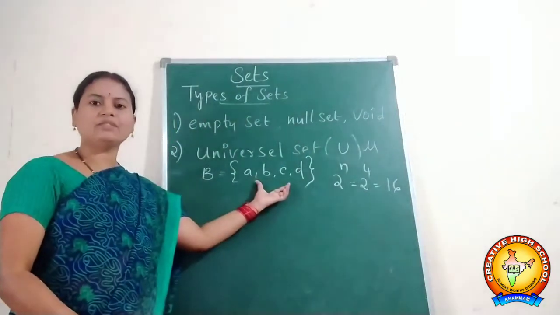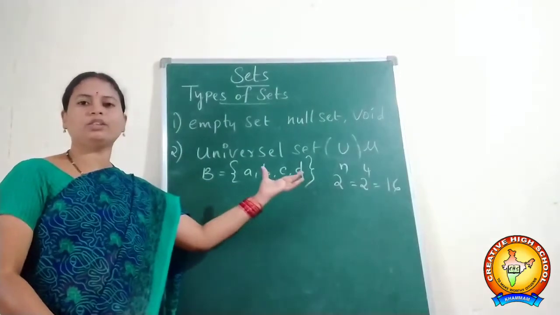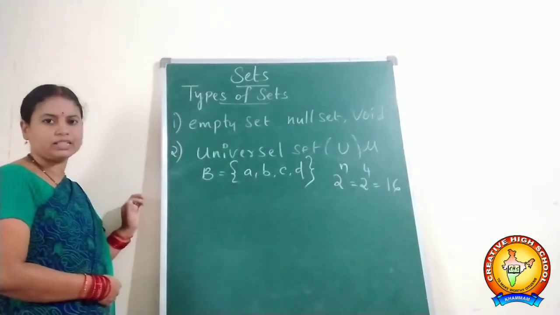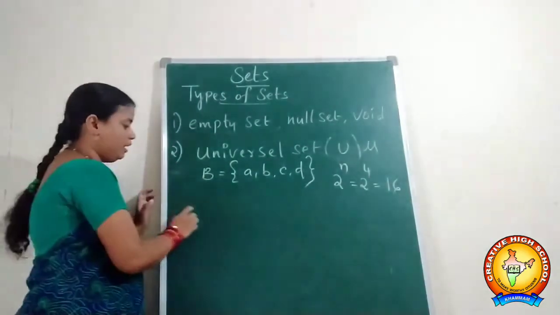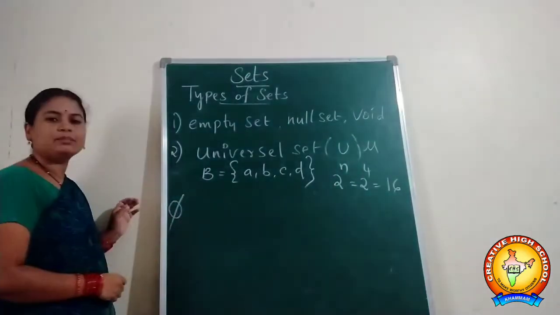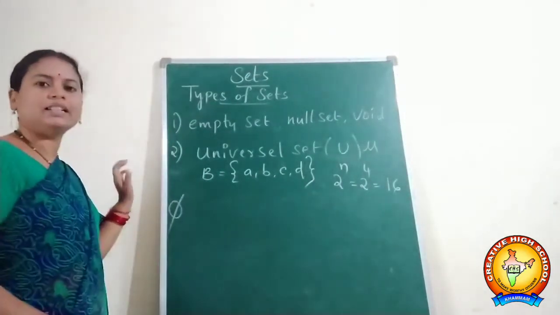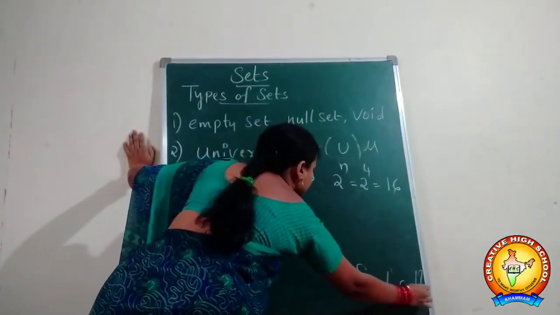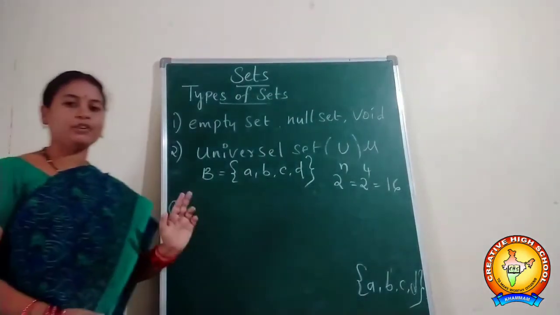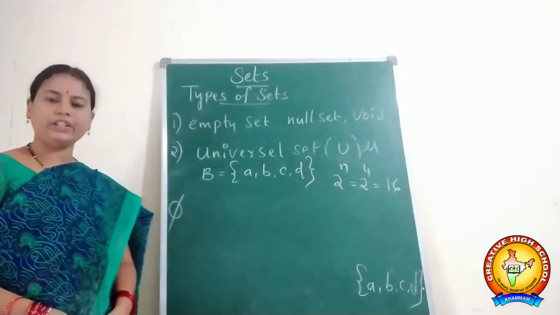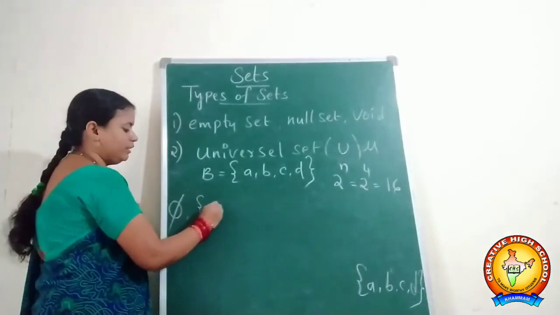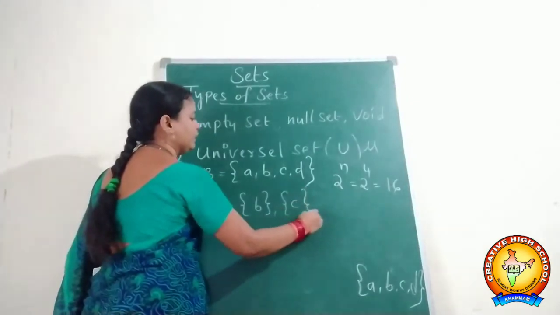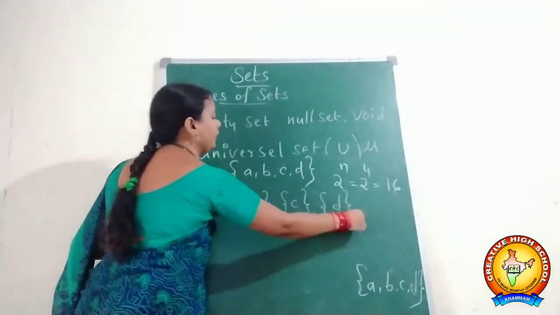From this set we have to write 2 to the power of 4: 2 into 2 into 2 into 2, 2 to 4, 4 to 8, 8 to 16 subsets. Let us see how I am writing. First, phi is the subset of every set and every set is the subset of itself. Total 16 we have to get. First let us take individually. One element first: A, B, C, D. Completed.